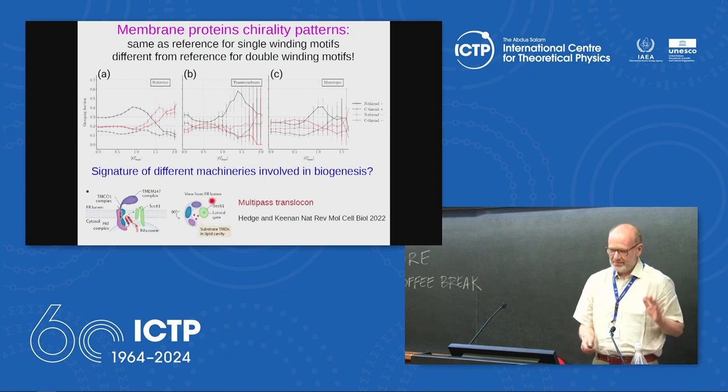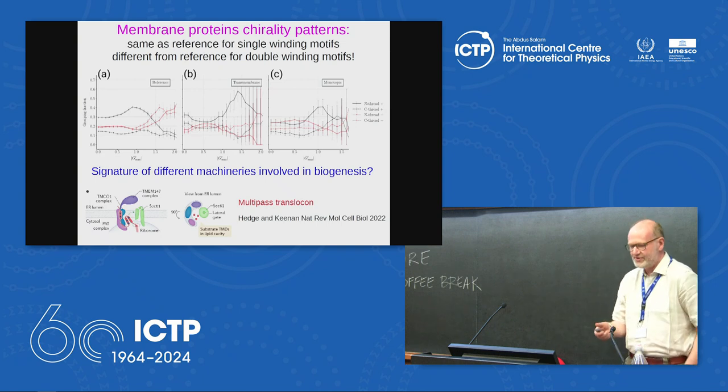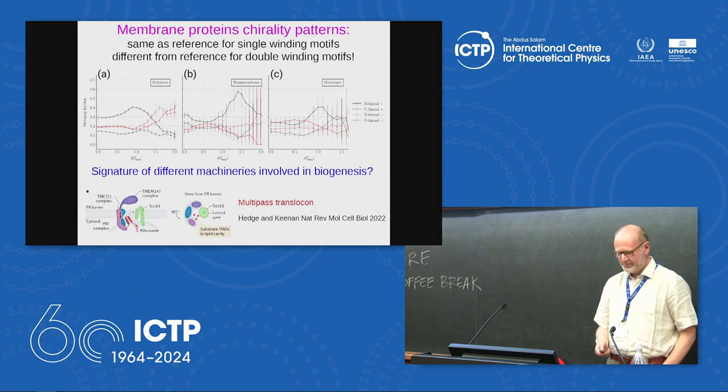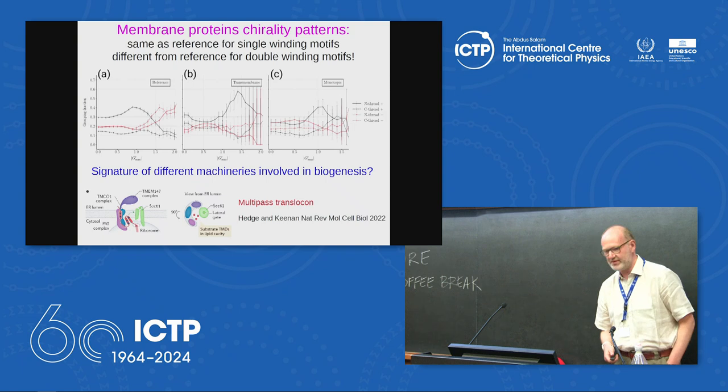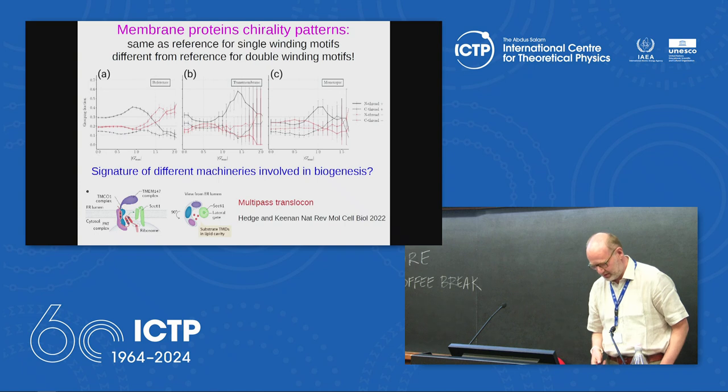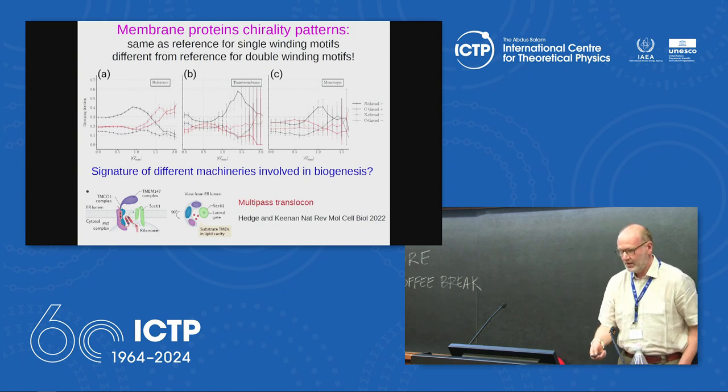This again might be due to the fact that the machinery involved in the biogenesis of membrane proteins is of course different and more complicated with respect to the one that is taking care of globular proteins. In this very nice review, you can find a whole discussion about the possible translocon for multipass transmembrane proteins, where the nascent chain is getting out of the ribosome and then is inserted in all sorts of vestibules or lateral gates in order to be folded and passed through the membrane multiple times. Again, our speculation is that this is leaving a signature in the presence of this specific chirality pattern in entangled motifs.